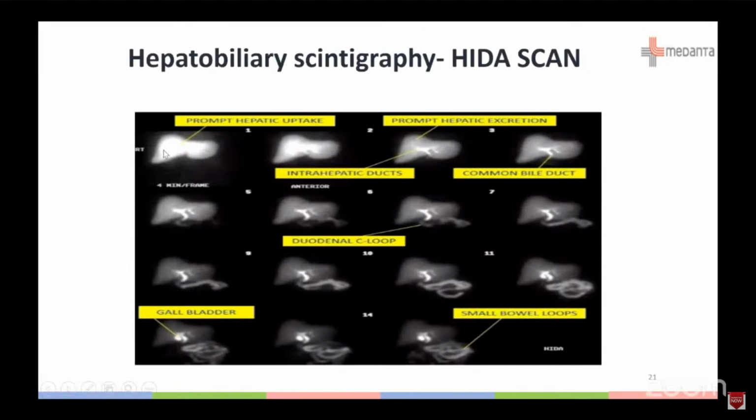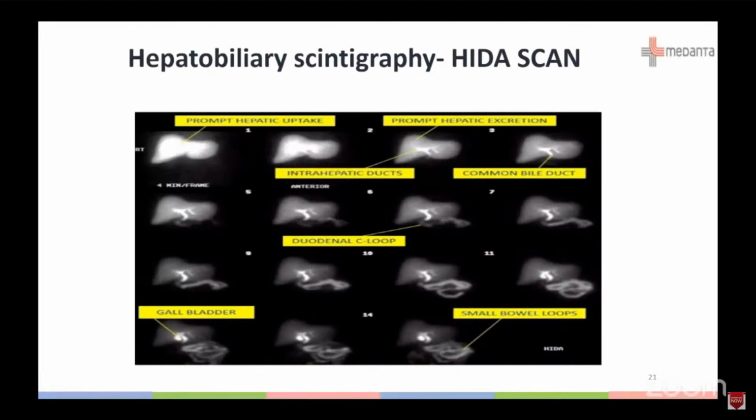Like we see, these white marks indicate the hepatic uptake, and the white marks indicate the intrahepatic ducts. Subsequently, the dye is passing through the common bile duct. Then the dye is being taken up by the gallbladder, subsequently going to the duodenal C loop and small bowel. So this is a normal HIDA scan in which the dye is being taken up by the liver normally, and the dye gets excreted to the small bowel loops.